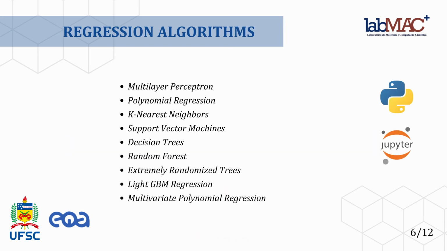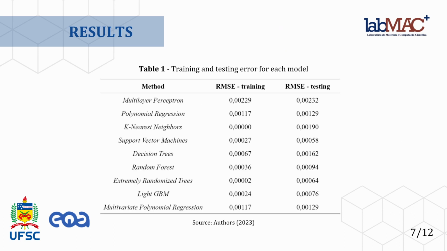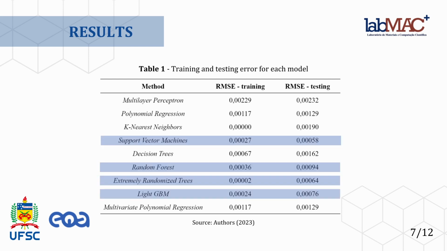With the database ready, 9 regression models were trained, validated, and tested using the Python programming language through Jupyter Notebook. The chosen performance metric was the root mean squared error, or RMSE. It is worth noting that the lower the value for the RMSE, the better the performance of the model over the dataset. This table shows the training and testing errors for each of the considered models. From it, it is possible to state that the models with the best performance on the dataset considered were support vector machines, random forest, extremely randomized trees, and light GBM regressor.